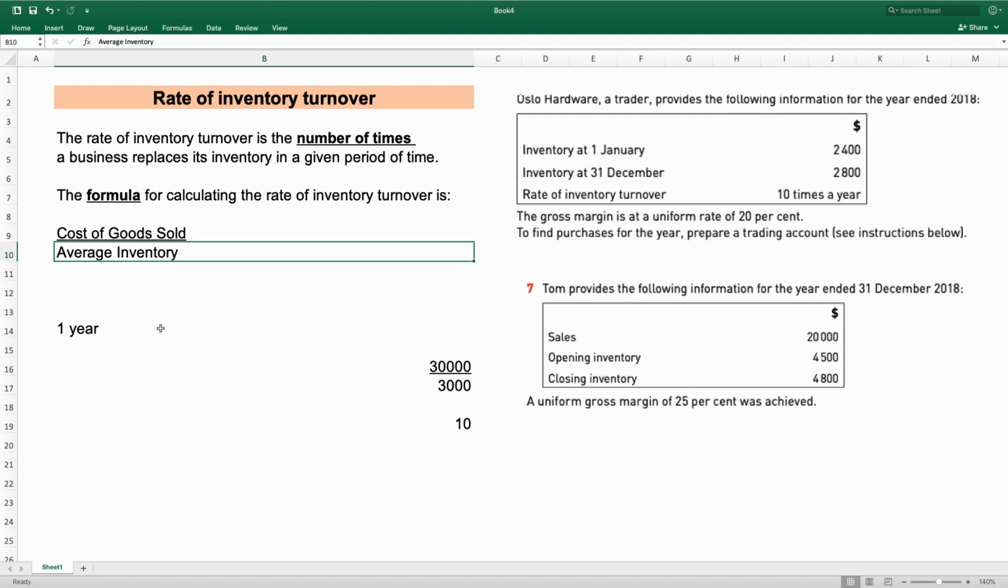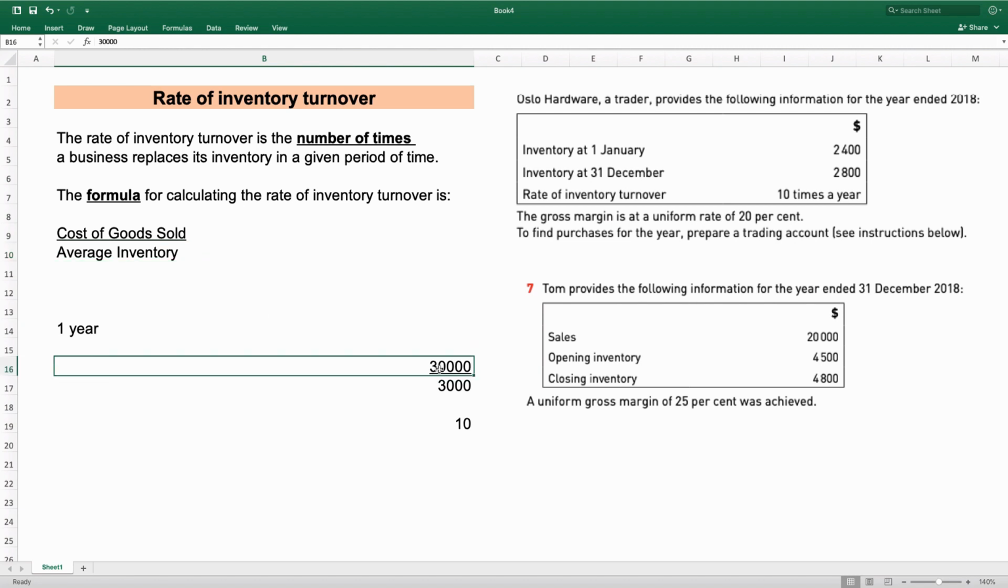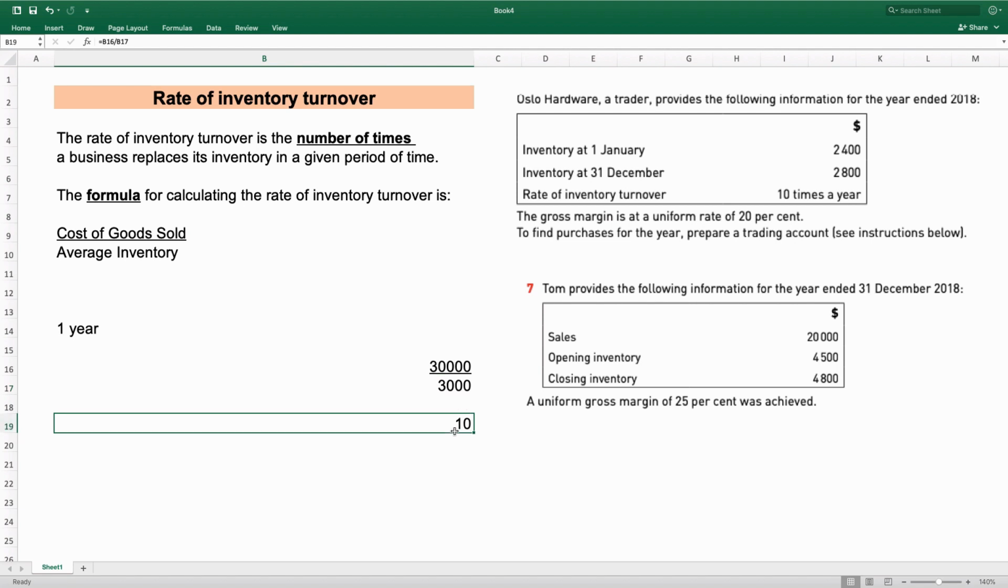Cost of goods sold divided by average inventory. So this is the formula we will be using to calculate inventory turnover. In my example, what is the cost of goods sold? 30,000 and average inventory 3,000. So it means 10 times I will be replacing my inventory with the new inventory. And this rate should be lower or higher? Higher.